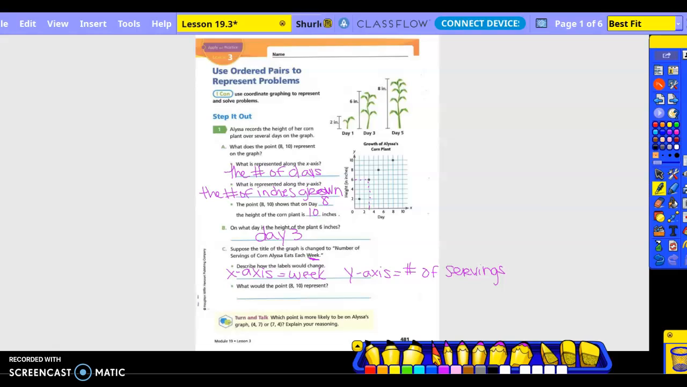Okay, what would point 8, 10 represent then? Well, it would be on the 8th week, but we could put that at the end, right? So 10 servings on week 8, right?